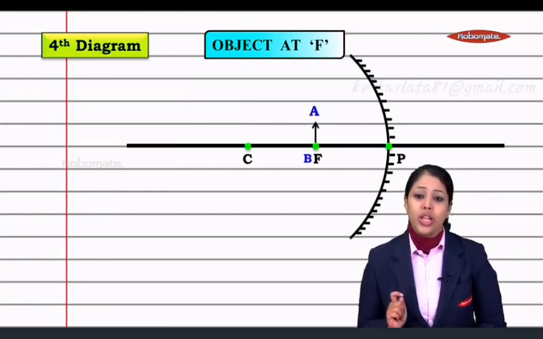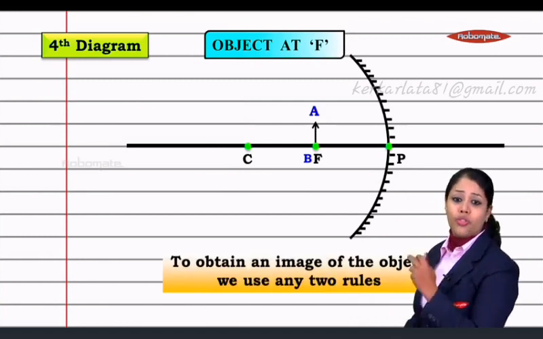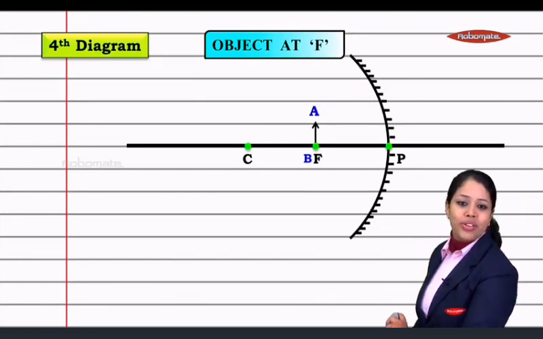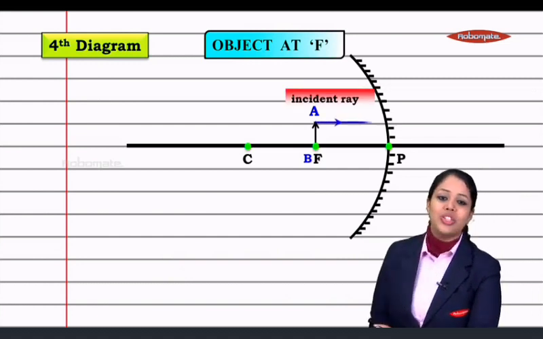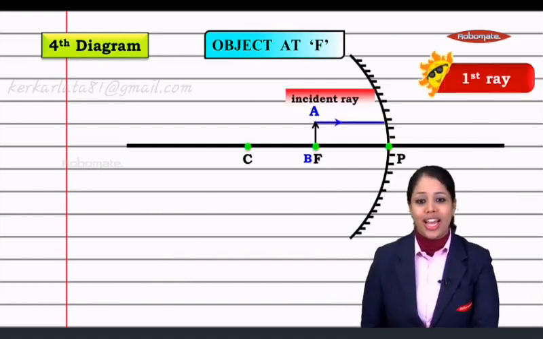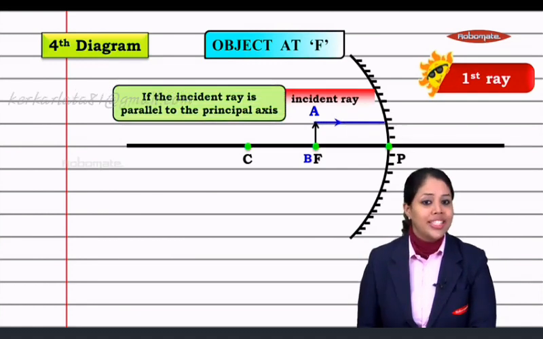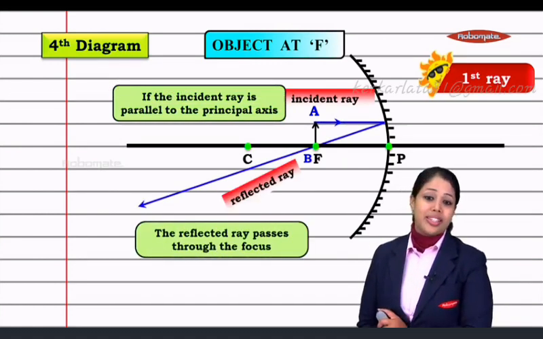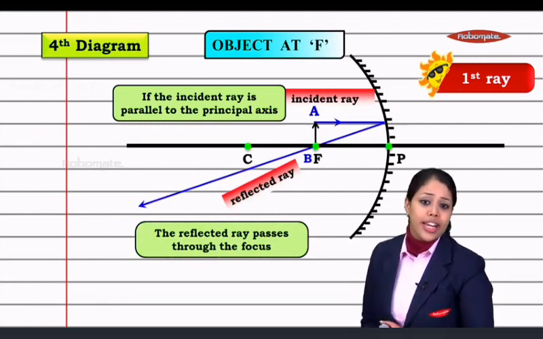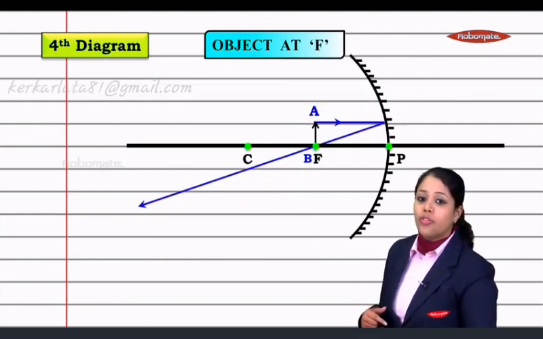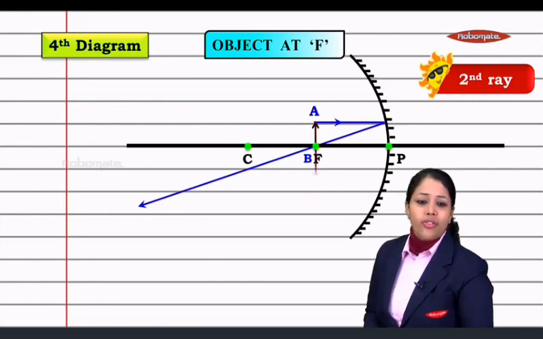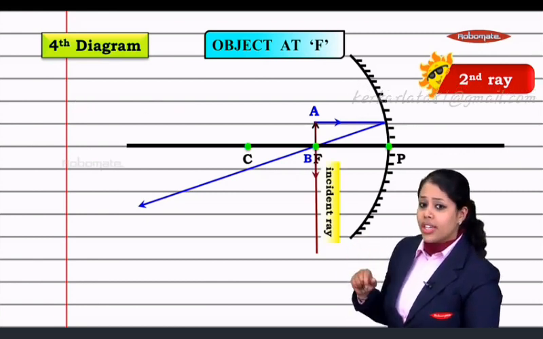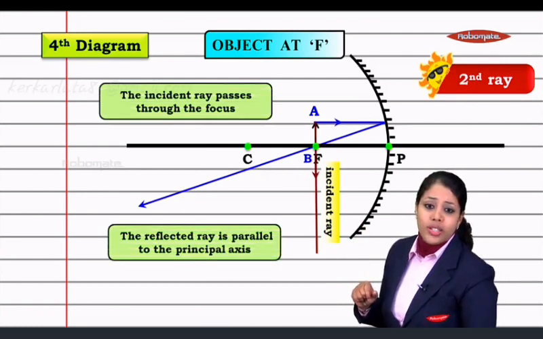After this, students, you all know that you have to make use of any 2 rules to get the image, right? So you use the first rule. If the incident ray is parallel to the principal axis, then the reflected ray will pass through the focus, right? So the first rule is done. Now we use the third rule, right? If the incident ray passes through the focus. Let's see this. Now if I use the third ray, that is if the incident ray passes through the focus, then students, let's see what is the problem.